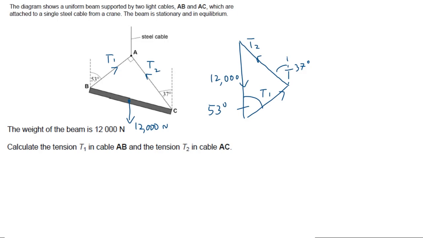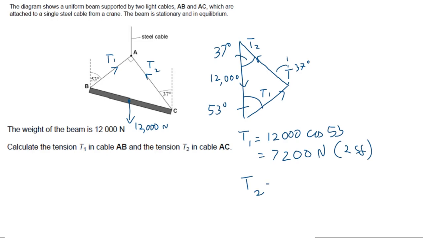And now, by similar triangles, we can say that the angle at the top between T2 and the 12,000 is also 37 degrees. We now have a triangle with two angles and one big force, 12,000 newtons. We can therefore say that T1 is equal to 12,000 times the cosine of 53, again, because that's the adjacent angle. When you stick that into your calculator, you're going to get out 7,200 newtons.